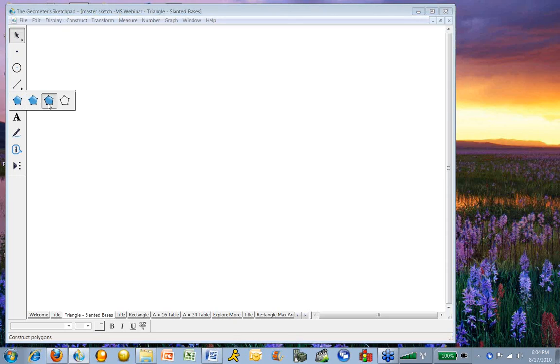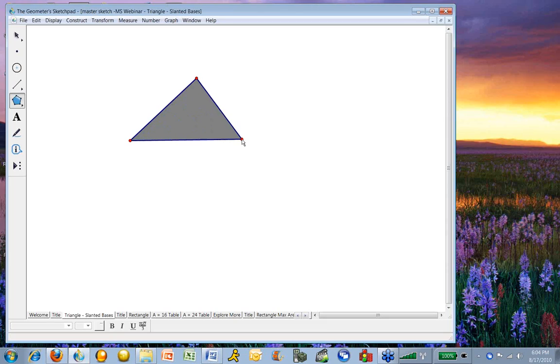I'm going to choose this one that draws the sides and the interior. And I'm going to draw a triangle. It's a very easy tool to use. You click for your first vertex, and you move your mouse, click to get your second vertex, and then you click, and the minute you have three, you automatically have a triangle.